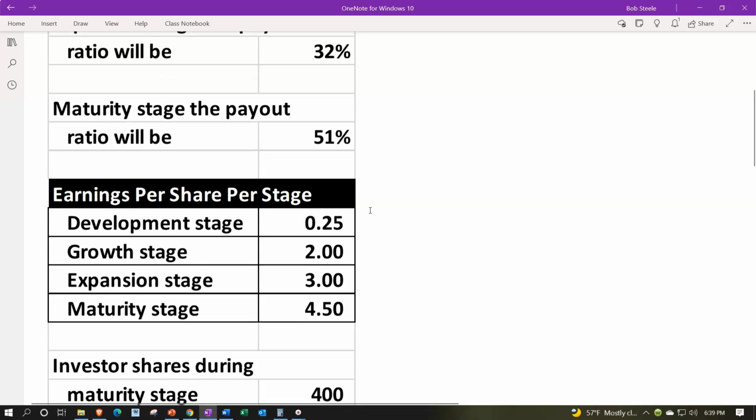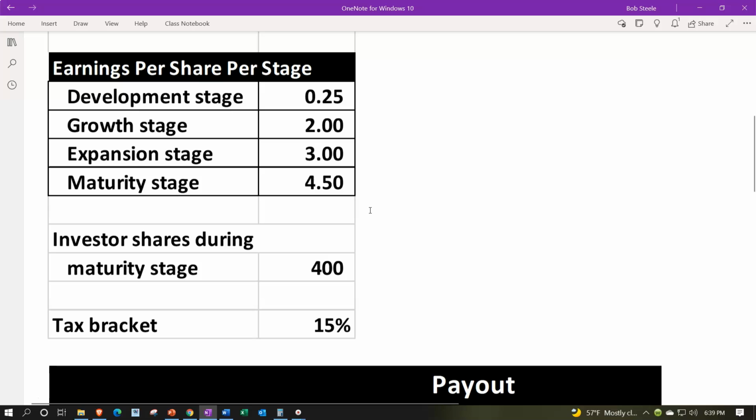So that's what you would commonly expect to be the case for a business as it goes through its stages of development, which could vary greatly depending on the industry that the business is in. So we're then going to say the earnings per share per stage. In the development stage, it's going to be 0.25.